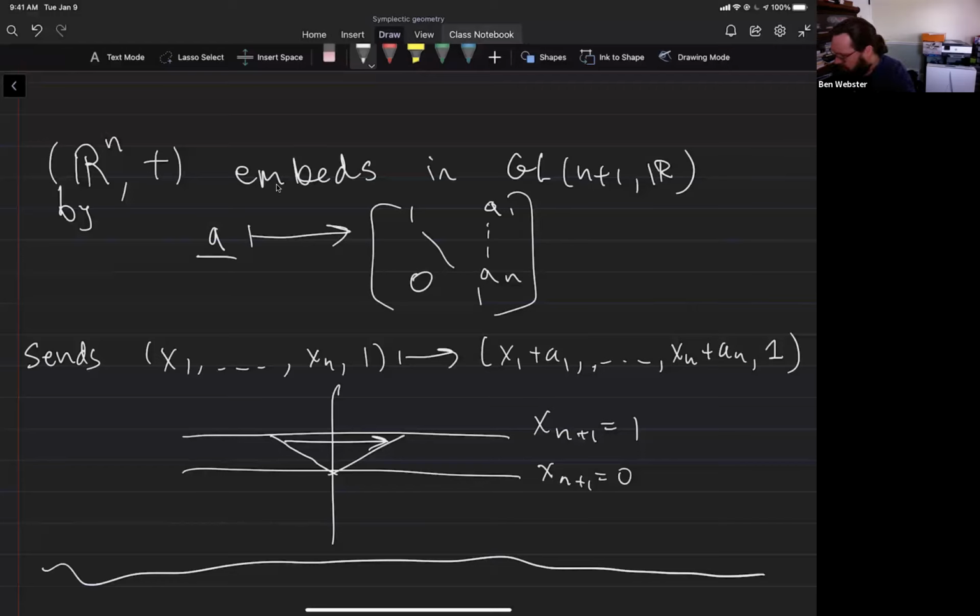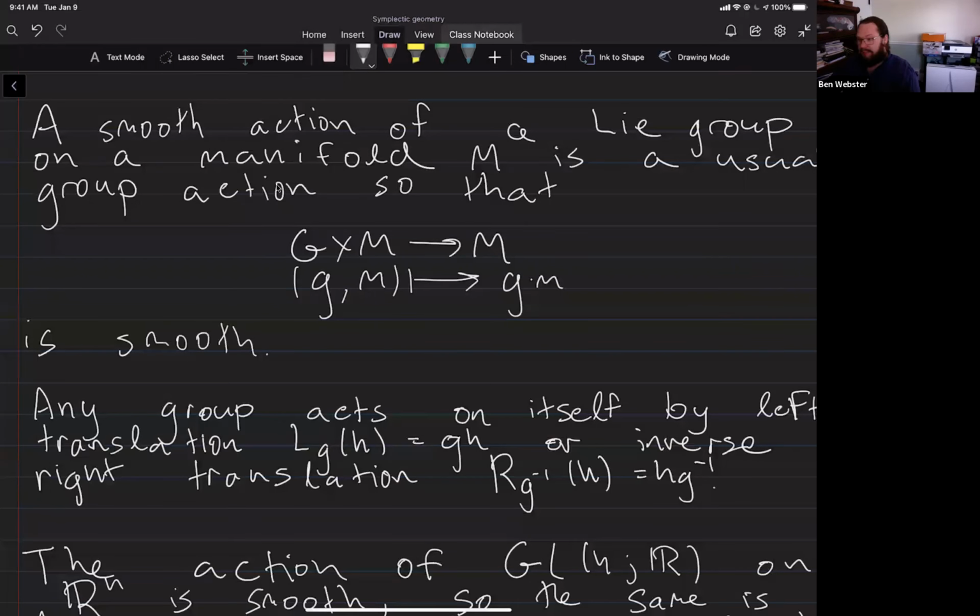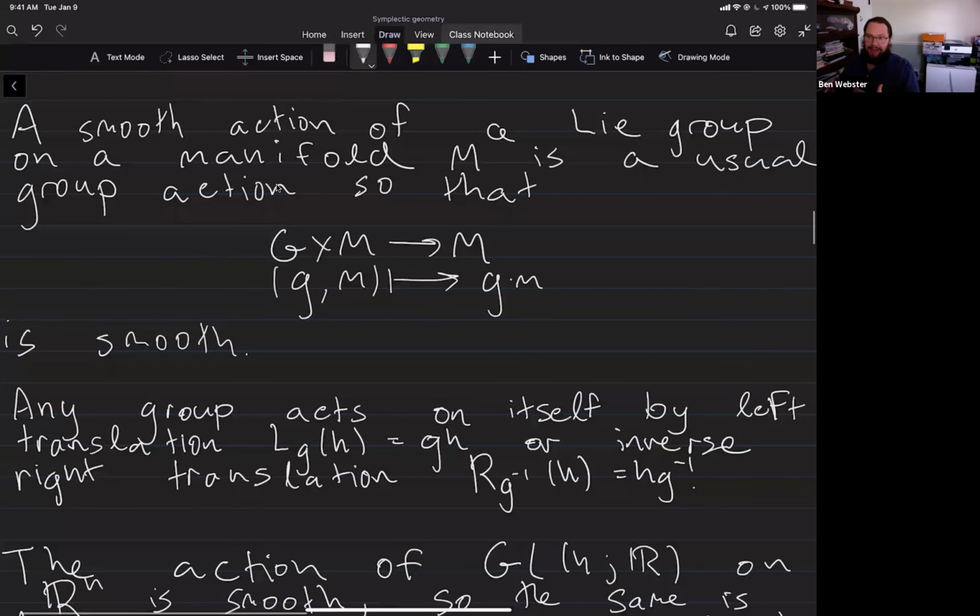Okay, as I said, my motivation for thinking about Lie groups is mainly that they appear as symmetries of things. And the basic mathematical notion that we use for that is that of a group action. So if I have a group action on a manifold, that means I have a map from G times M to M, and I want that action map to be smooth.